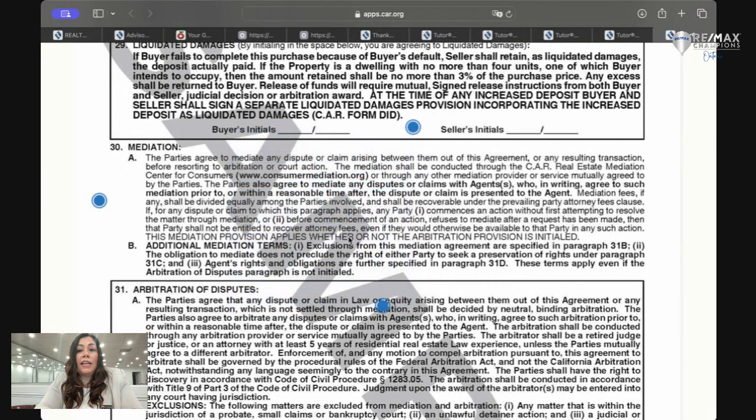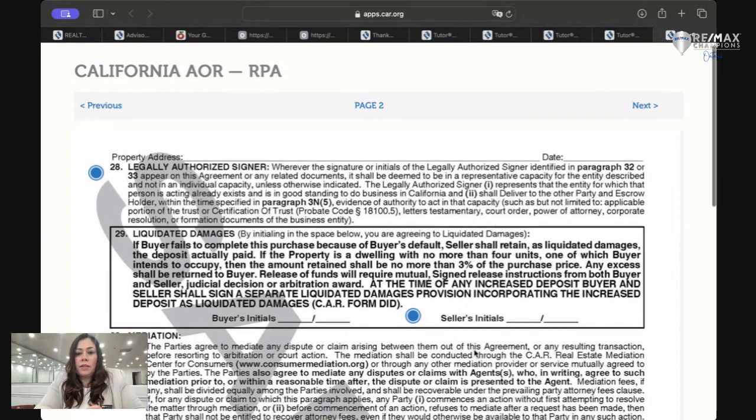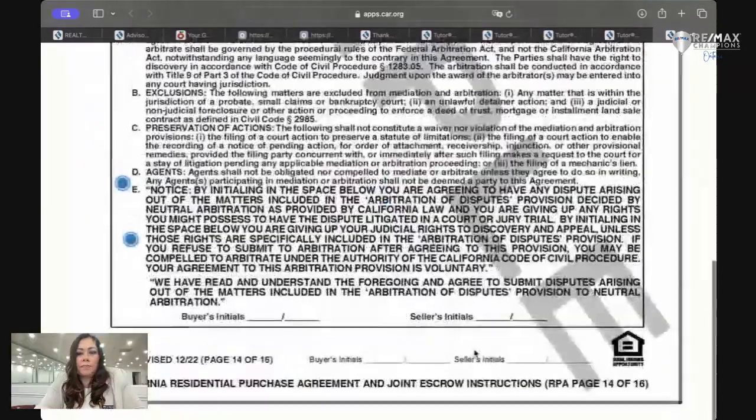So basically, it just says that here, if the buyer fails to complete the purchase, and if the property is a dwelling with no more than 4 units, one of which buyer intends to occupy, so there's certain things that have to be met, then the amount retained shall be no more than 3% of the purchase price. So if the price that you're in escrow for is $500,000, the max a seller can take is 15,000 for them breaching the contract, basically. So if they have 25,000 in escrow, you can't keep it all. You can only keep 15.